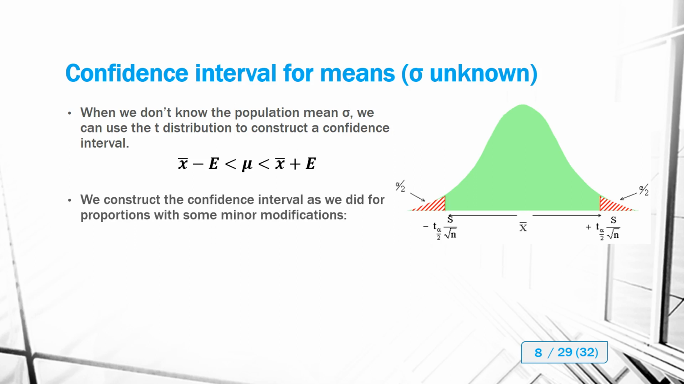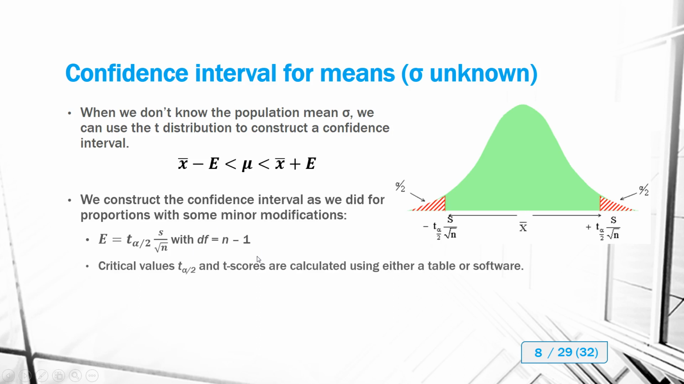So we're going to construct this confidence interval the same way as we did with proportions. Of course, there are some minor modifications. First, because we're using the t-distribution, our margin of error E is going to be calculated with this formula here, with the addition that we have n minus 1 degrees of freedom. The critical values, t alpha over 2 and t-scores, we're going to calculate them either using a table or we'll use software. And no matter which of these methods we pick for calculating our critical values and t-scores, we're going to use n minus 1 degrees of freedom.